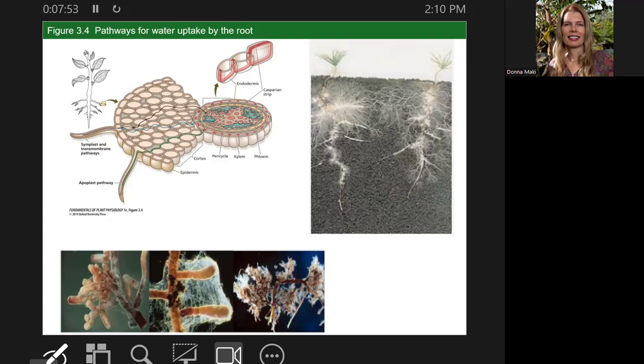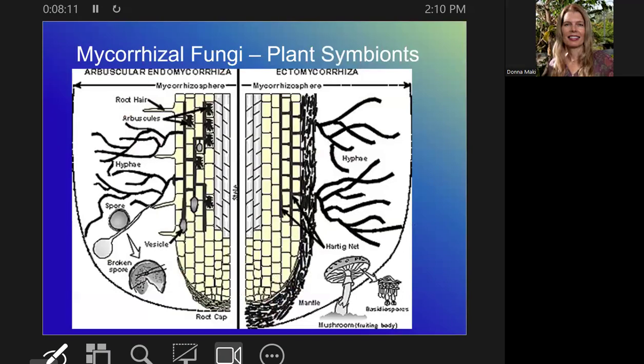And of course, the mycorrhizal fungi has intimate connections with the plant roots, allowing for transfer of water and minerals. So just refreshing your memory, think about the mantle covering the root surface, if it's an ectomycorrhizal, all the hyphae going out into the soil.